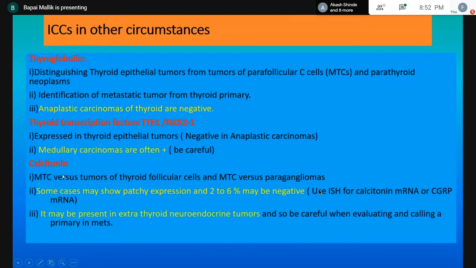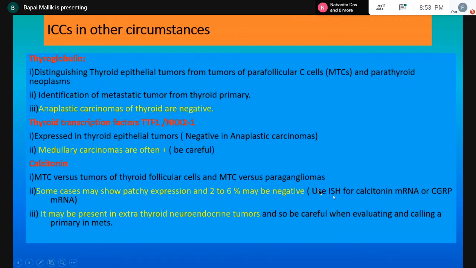But here is the pitfall. Some cases may show patchy expressions of calcitonin. So if you put a needle into an area which is not showing an expression of calcitonin, and you are sure that you are dealing with a medullary thyroid carcinoma, it doesn't mean it is no longer a medullary thyroid carcinoma. It could still be a medullary thyroid carcinoma.